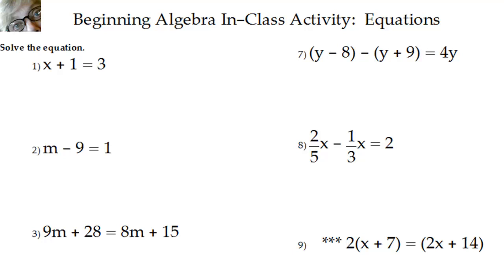What's really going on here? It looks like subtraction, but it's not. I've got x plus 1 equals 3. To make this go away on this side, what I'm really doing is adding the opposite of positive 1, which is negative 1. So what I'm really doing is adding negative 1 to both sides of the equation.